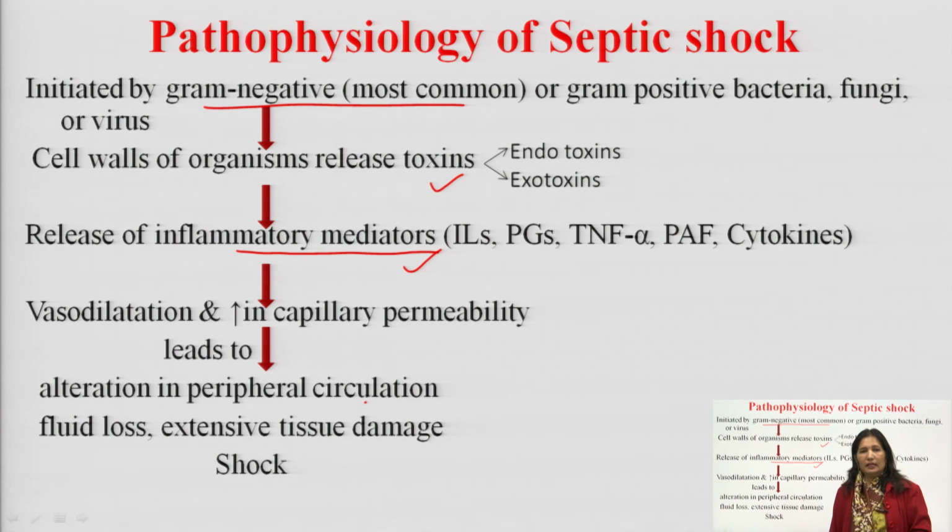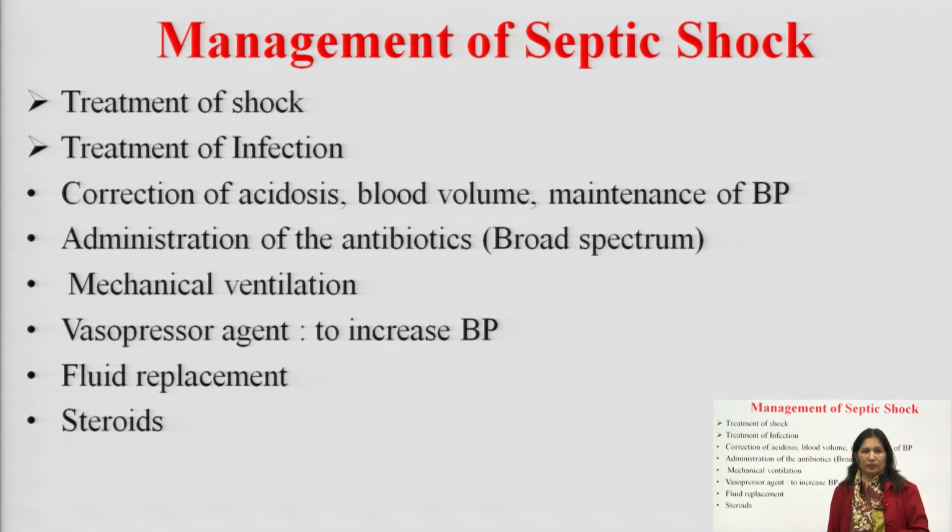So, why does sepsis occur? Sepsis occurs because of infection by microorganisms, mostly gram negative bacteria, which enter inside the body and release endotoxins. Endotoxin releases the inflammatory mediators. Various inflammatory mediators result in inflammation, vasodilation, increase in capillary permeability, and that will cause extensive tissue damage and that will worsen the situation.